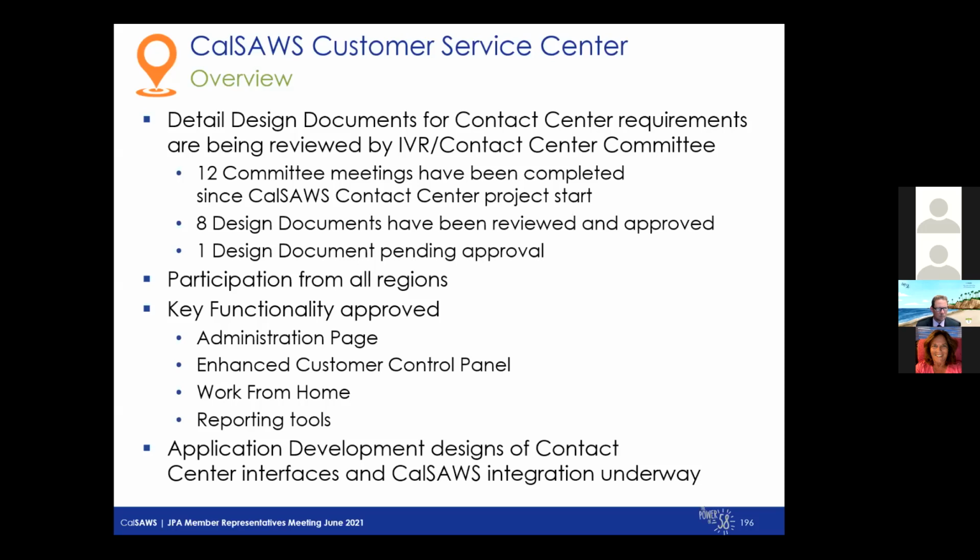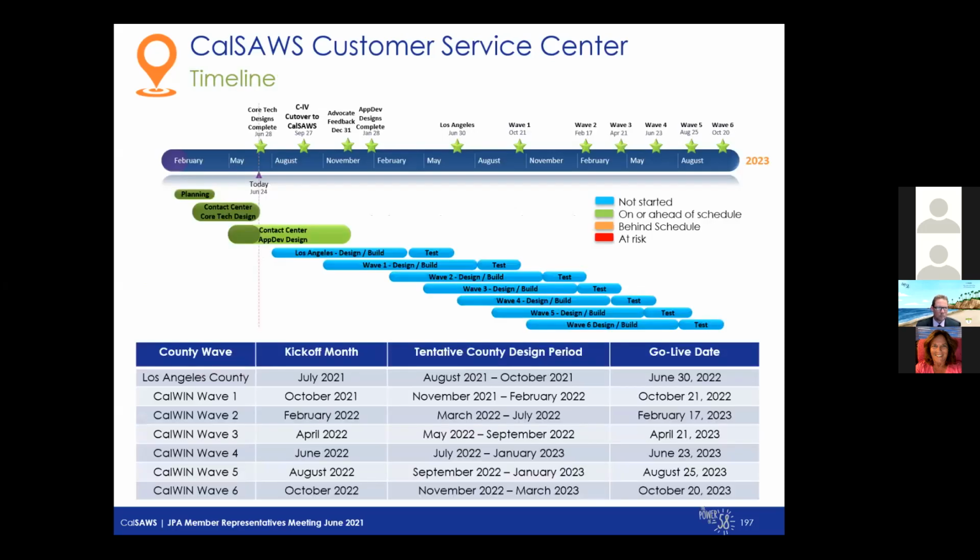If you want to move to the next slide, this is our timeline. So as you can see, we've kind of worked through our core tech design. We're in that app dev. A few key things I want to point out on this timeline is that we are going to begin engaging our advocate and stakeholder groups for our customer facing technology for contact center. And we're looking to get that feedback and everything by the end of this year. So we're excited to start those conversations.